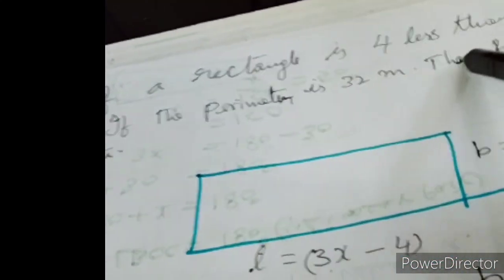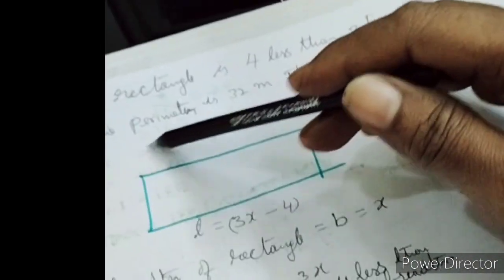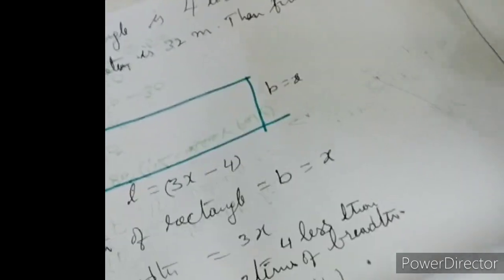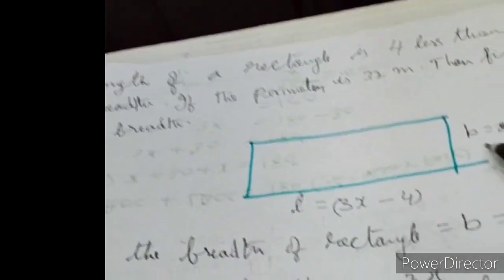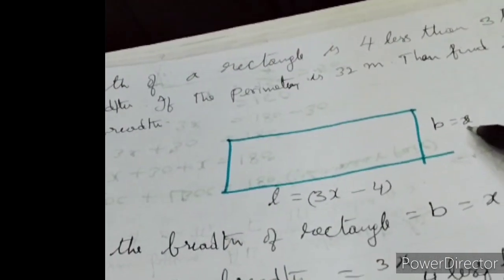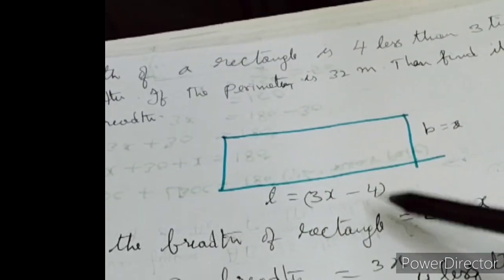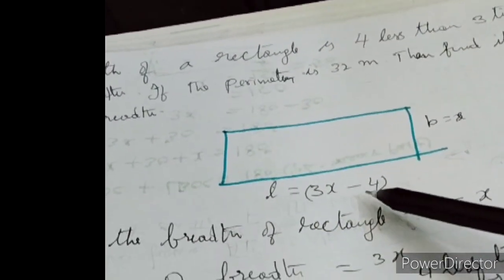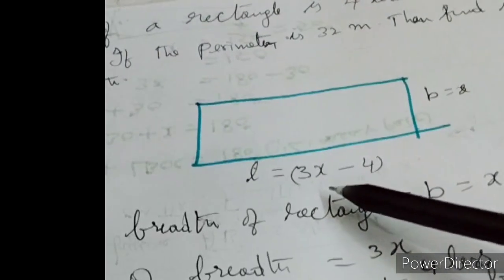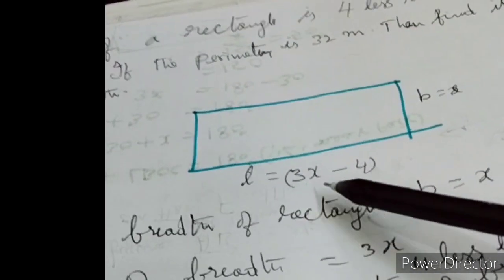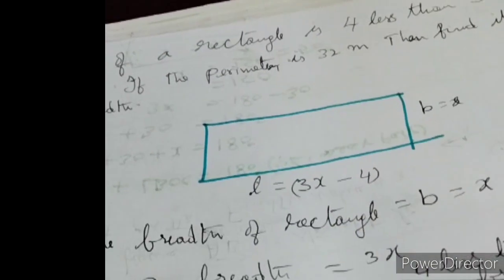Next sum has given: the length of a rectangle is 4 meters less than 3 times its breadth. If the perimeter is 32 meters, then find the length and breadth of it. You know the concept. Here the least value is what? Breadth. So you have to take that as x. Length is what? They have given the condition: 4 less than 3 times the breadth. Write the simple equation. This statement is what? 3 times means what? 3 into x.